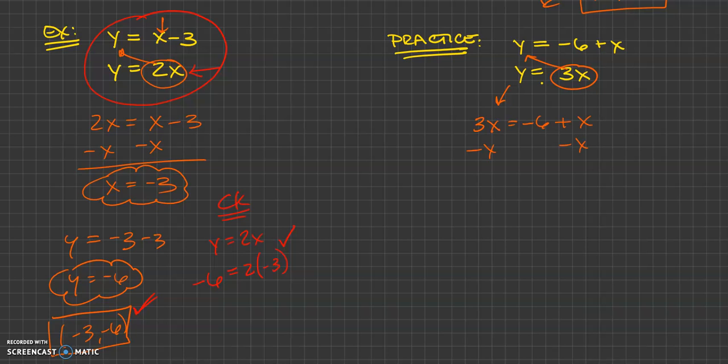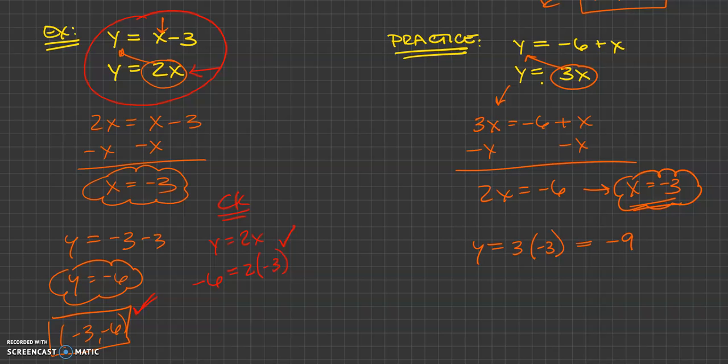I'm going to subtract x from both sides and get 2x equals negative 6. Divide both sides by 2 and get x equals negative 3. I then take one of these equations. Let's say y is equal to 3 times negative 3. I substituted the negative 3 in for the x, and so that's a negative 9. So my solution then is negative 3, negative 9.